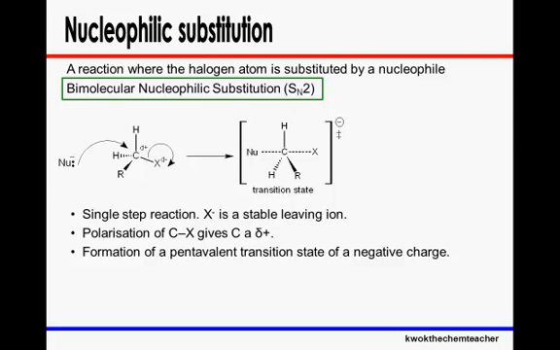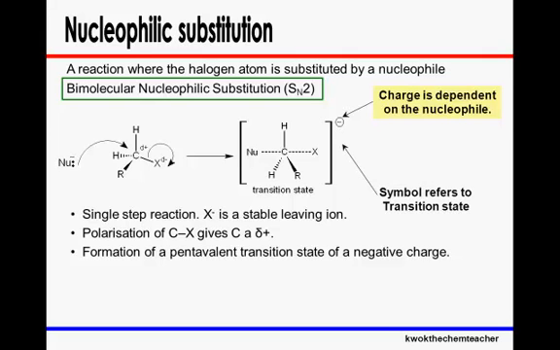This pentavalent transition state has a negative charge, and the charge of this transition state is dependent on the nucleophile. In this case, we have made use of a negatively charged nucleophile, hence our transition state is also negatively charged. The symbol that is blinking is the symbol that represents the transition state.